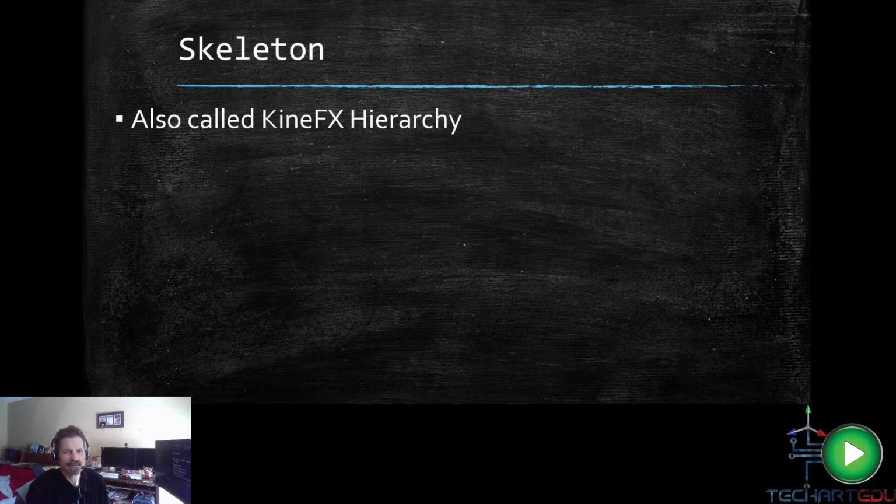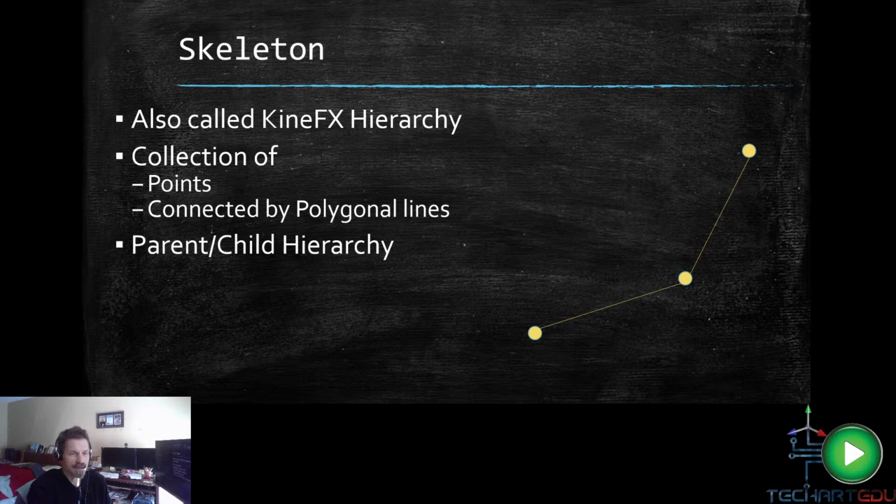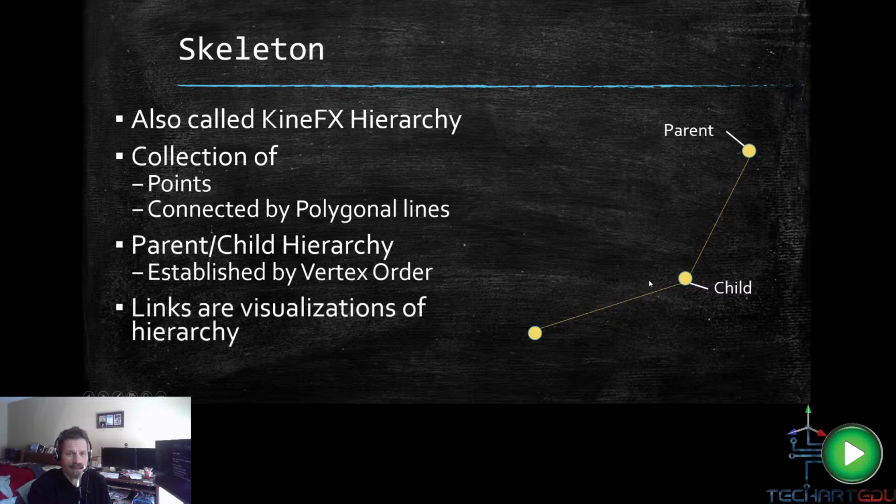All right, a skeleton then. In other words, what's a skeleton? A skeleton is also called a KineFX hierarchy. It's a collection of points. Those are 3 points, and they're connected by polygonal lines. And so there is a potential parent-child hierarchy created by the order in which these points are generated. They're established by the vertex order. And the links are visualizations of that hierarchy, so they don't really represent a true hierarchy as in bones or joints from Maya.